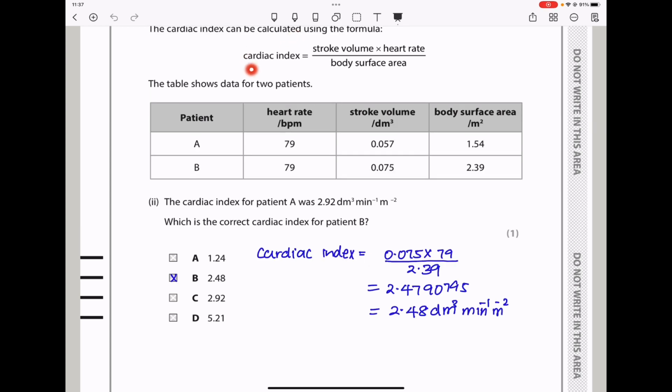I'm going to substitute in this formula. So cardiac index should be the stroke volume for patient B times the heart rate, divided by the body surface area. So my answer was 2.47907995. Rounding it off to 3 significant figures like they did here, I got 2.48 decimeters cubed per minute per meter squared, and B is my answer.